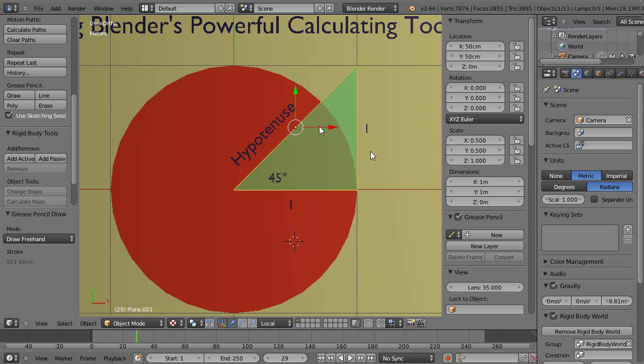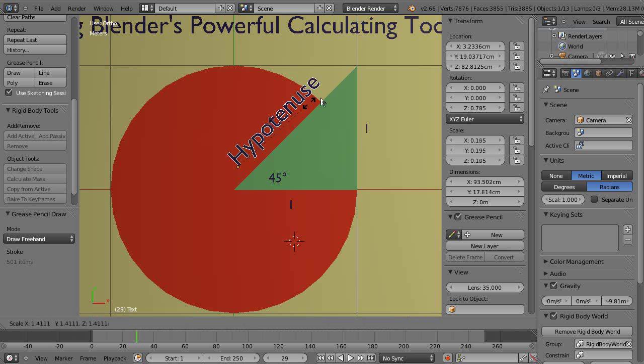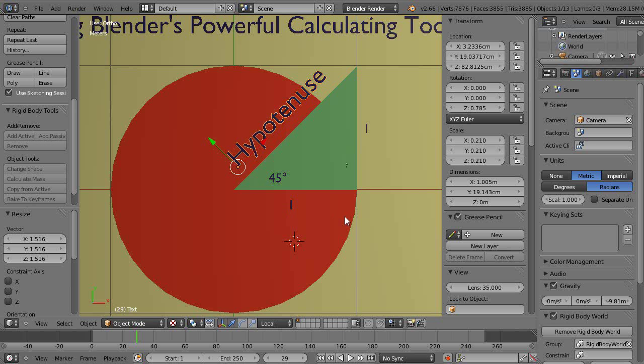Let's say I want to go back and make another triangle that has a hypotenuse of 1. For this long triangle, there's the hypotenuse on this triangle like this.